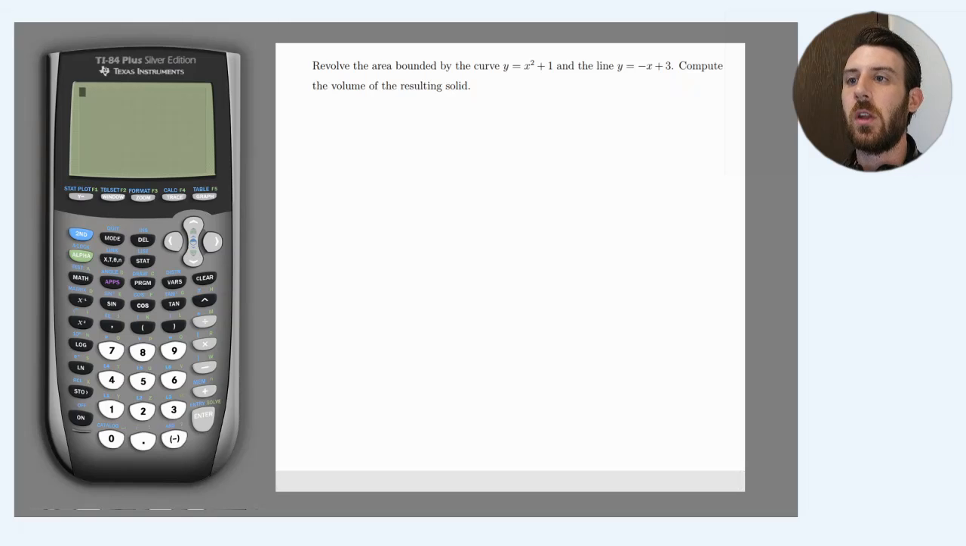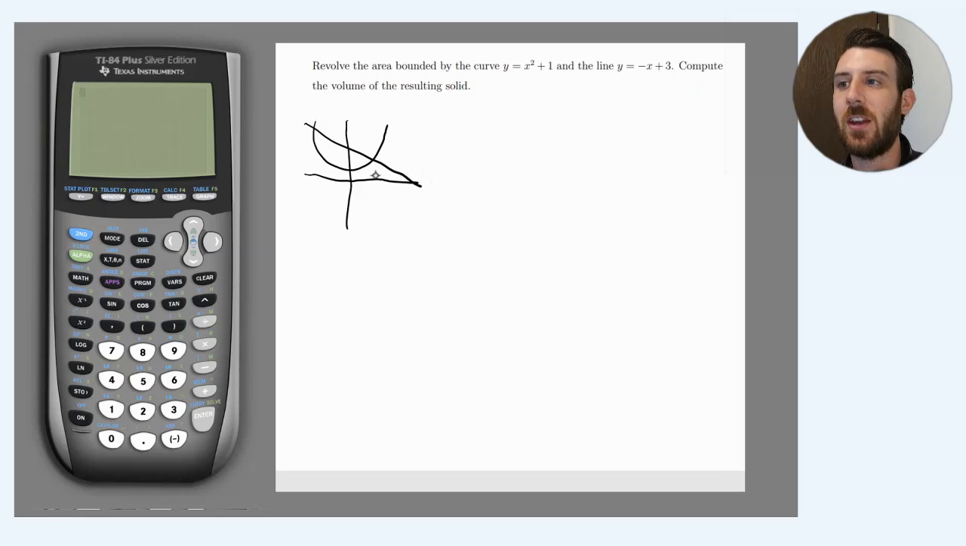Let's take a look at what is going to result from revolving the area bound between y equals x squared plus 1 and the line y equals negative x plus 3. And we're going to try to compute the volume of the resulting solid. Well, we do know that the equation y equals negative x plus 3 is just going to be a downward sloping line with a positive 3 intercept.